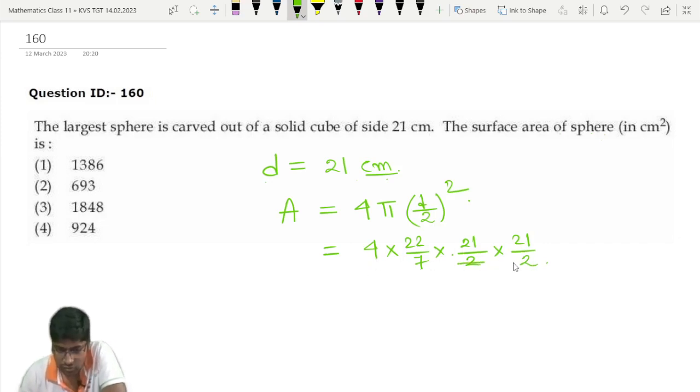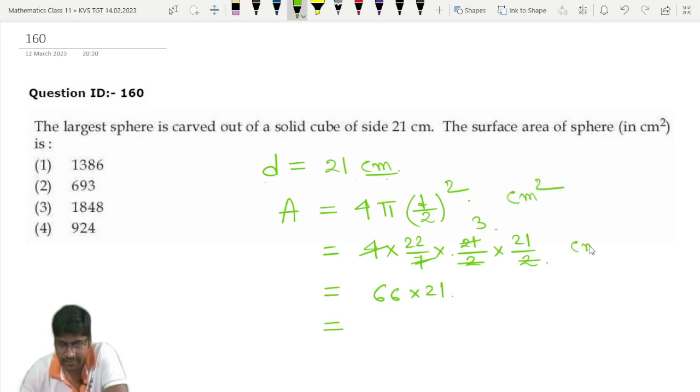Okay, so 2 2 4 4 4 will be cancelled, and 7 3 21. So we are getting 66 into 21. That's centimeter square anyway. The unit is centimeter square. In many places I am skipping the units, but you have to assume that is there. Okay, unit should be there.